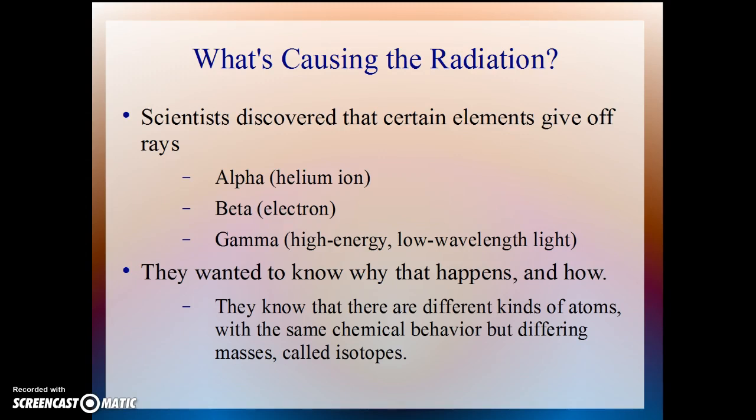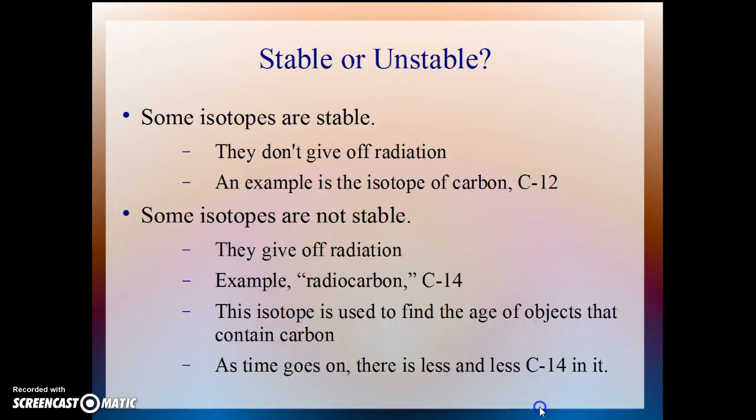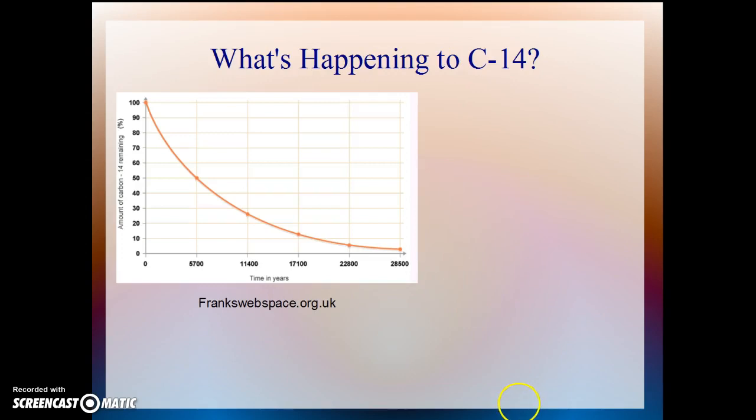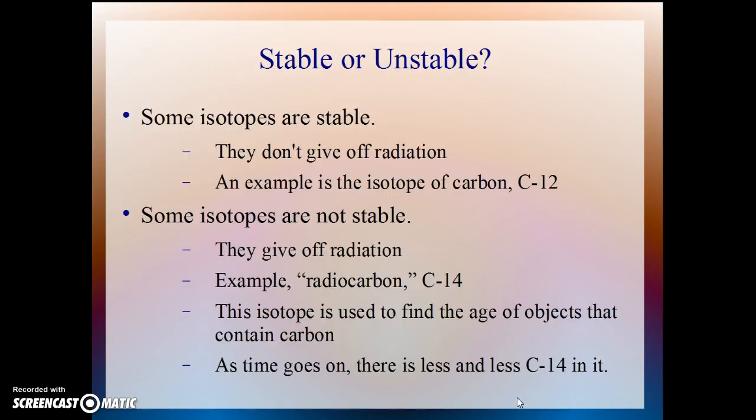They know that there are several kinds of atoms, different in kind. They have the same chemical behavior, but differing masses, and they're called isotopes. Some isotopes are stable. They're low energy. They don't give off radiation. The most common isotope of carbon, carbon-12, is such an isotope. Some isotopes, though, are not stable. They give off radiation. One example is called radiocarbon, carbon-14.